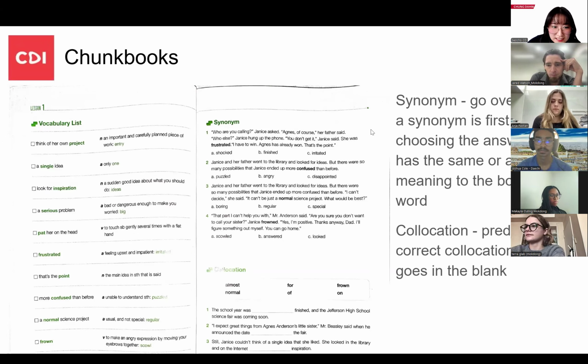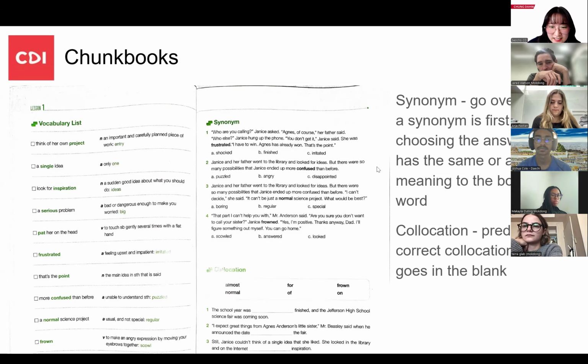Okay. On the next page, again, we have a vocabulary list. Again, those words in green bold are the vocabulary words. And then on the right side, we have two activities. One of them is the synonym activity. This one might be a little confusing for your students, so please make sure to explain this one.